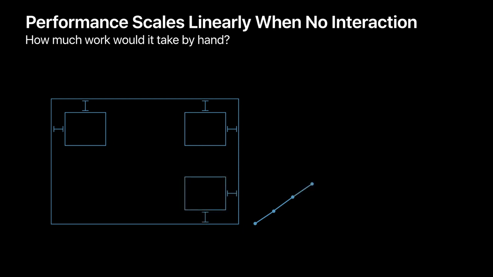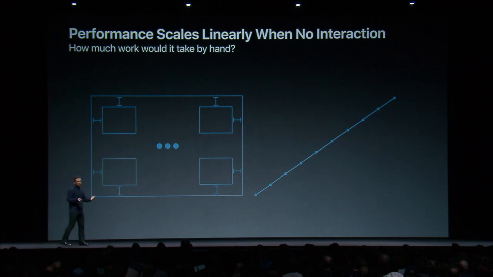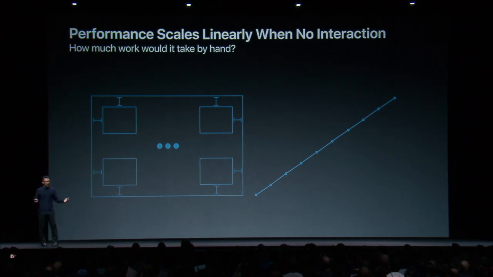3 of them, 3 times, et cetera. The point is, you're going to see a line. You're going to see linear performance, which is the best you can get. That's perfect marks for this kind of thing. So I want to stress this again. The reason why it's linear is because there aren't any dependencies between these pieces.